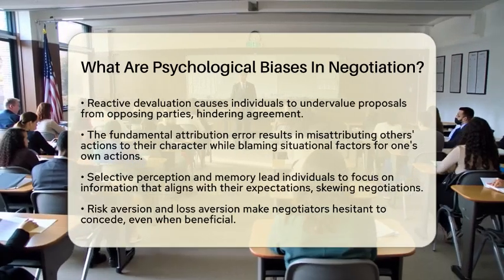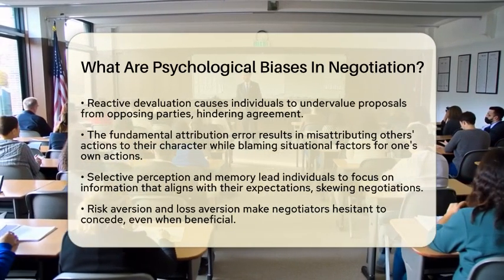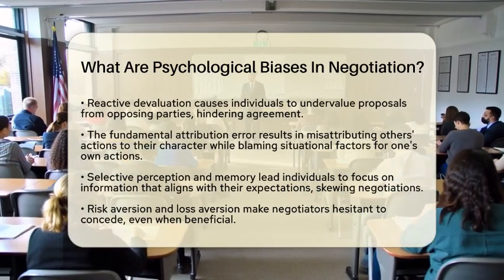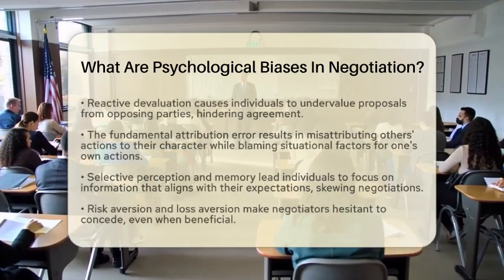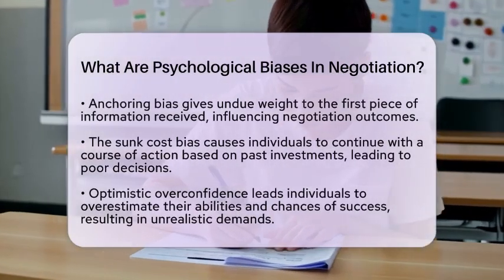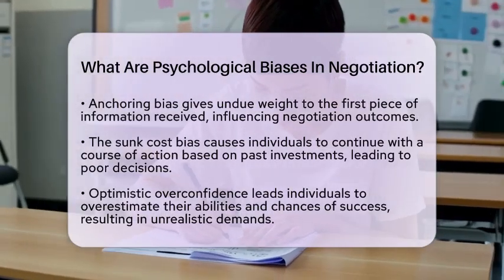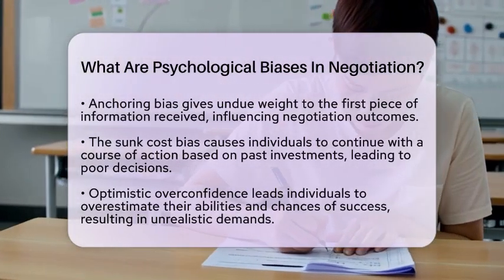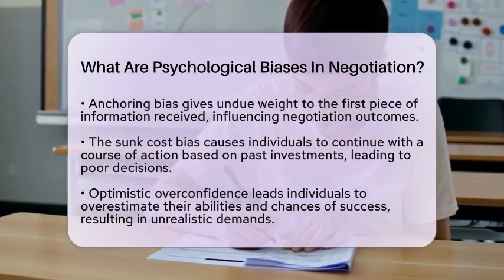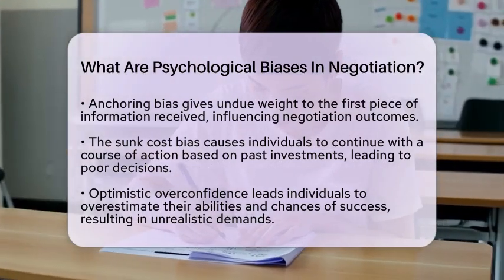Anchoring bias is another critical factor. This occurs when individuals place too much weight on the first piece of information they receive. Initial offers can unduly influence the negotiation process, leading to less favorable outcomes. The sunk cost bias is when individuals continue with a course of action due to previously invested resources, even if it no longer makes sense. This can lead to poor decision-making in negotiations.